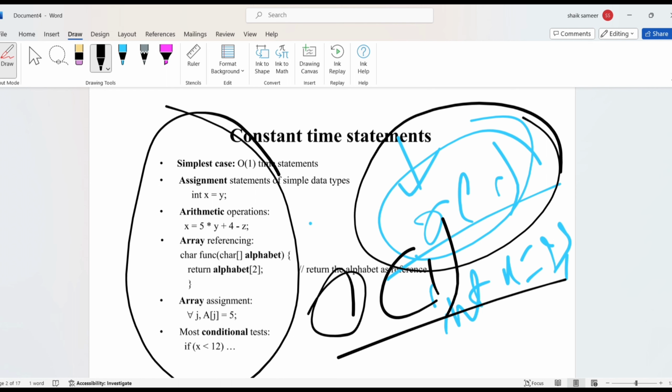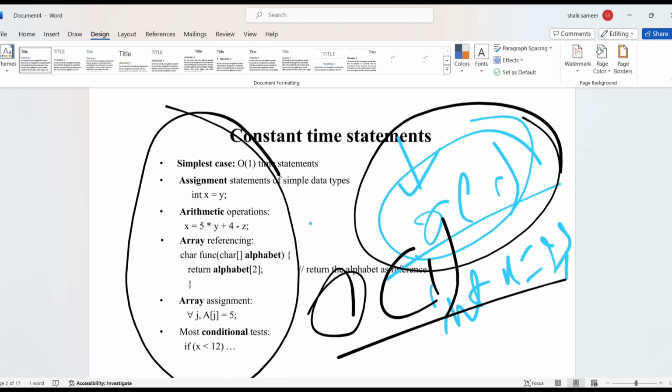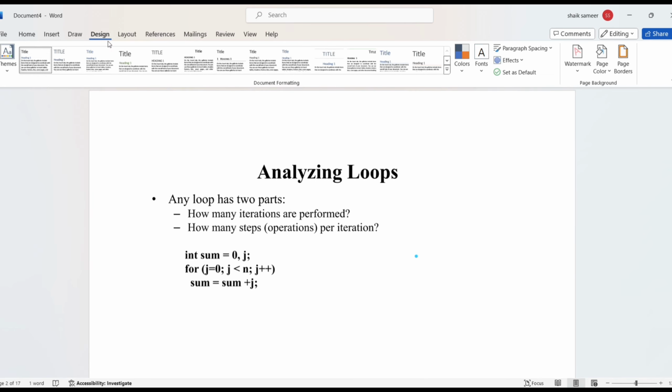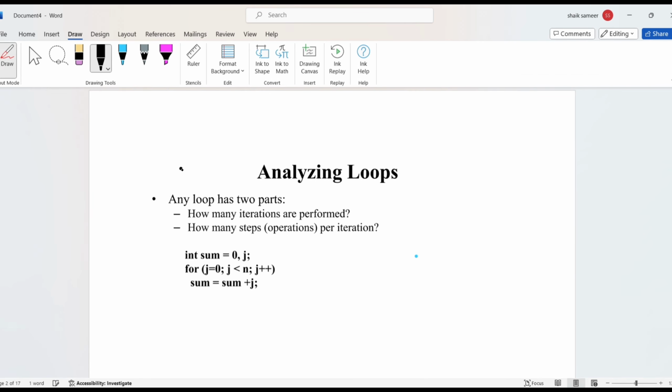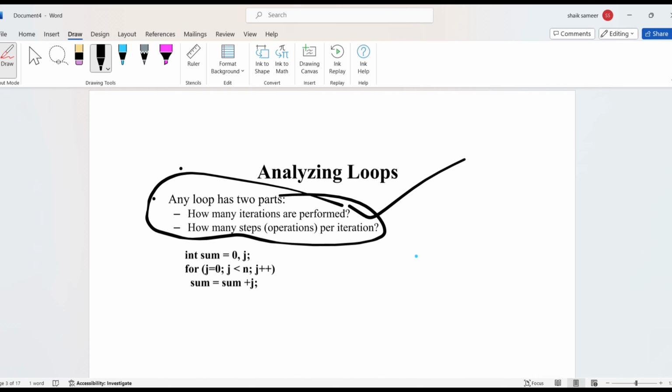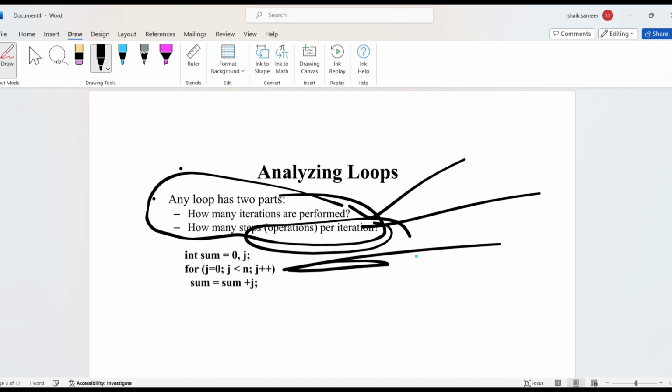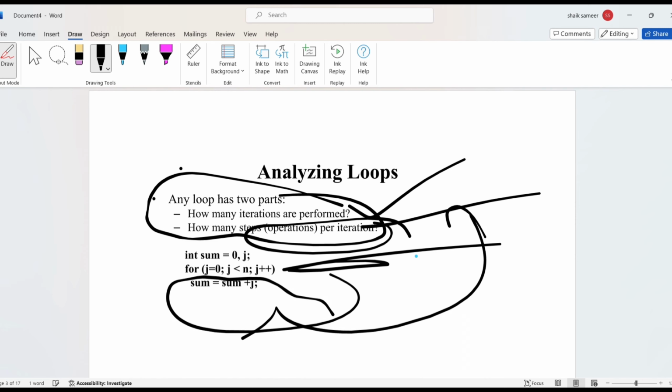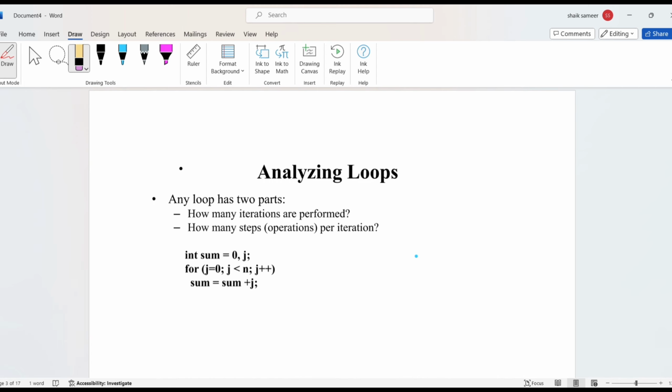Let us start another topic, analyzing loops. It is a bit complicated, so just understand it. In analyzing loops you majorly discuss two parts. If you know these two parts, you can analyze the loop easily. First, how many iterations are performed, which can be discussed from the loop itself. Second, how many steps are performed per iteration, which can be discussed from the statements inside the loop.